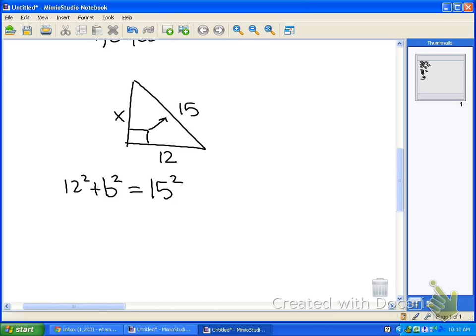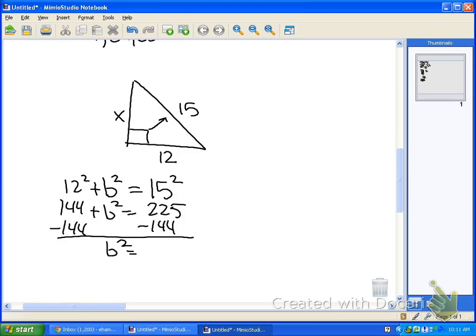Okay, what is 12 squared? 144. And then 15 squared gives me 225. Oh, look at these squares. We should do a squares and cubes test. Okay, what do I do to solve for b squared here? Okay, subtract 144 over. So I have b squared is equal to, it should just be 81. That's what you got? Okay, very good. So b is equal to what? 9.